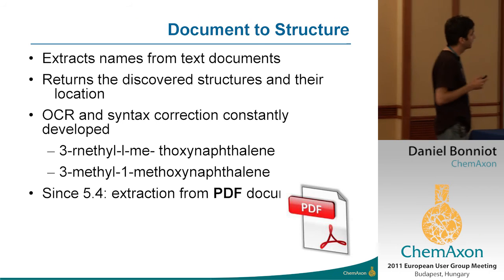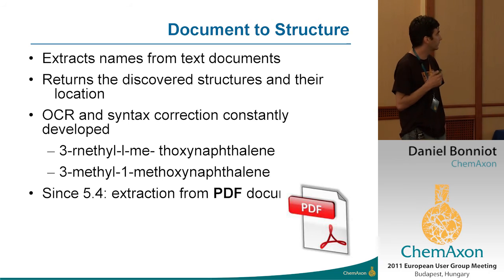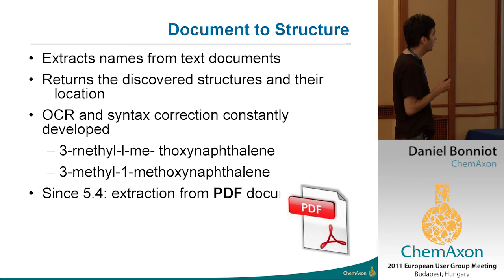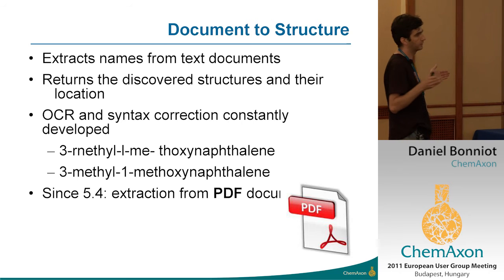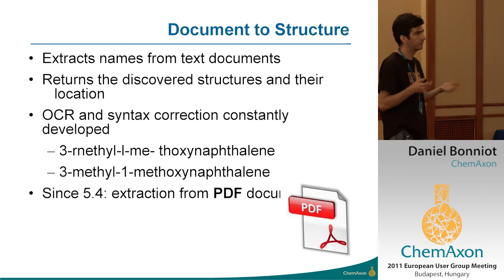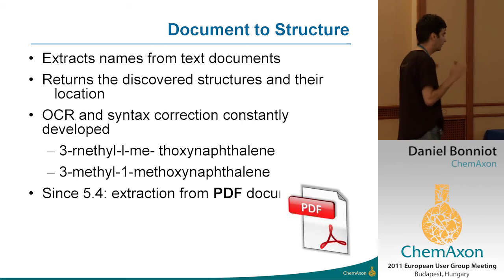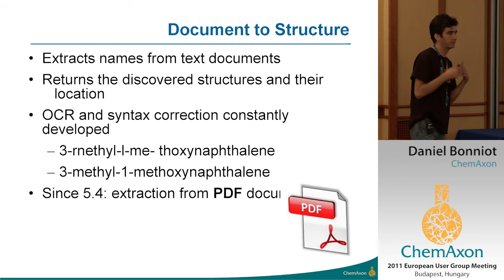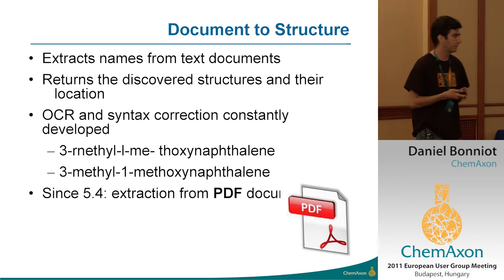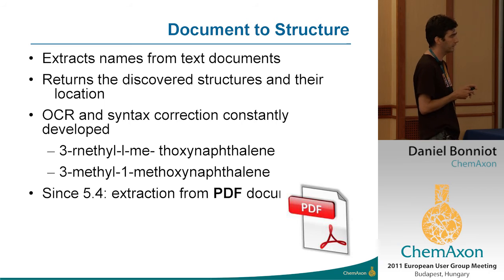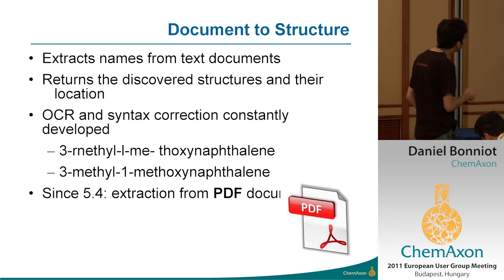So the last product we have is document to structure. So extracting the names from text documents. It gives you the name as it appears in the text. It also gives you a cleaned up version of the name, because one of the things we try to do is to fix errors, either just some extra spaces or characters that were recognized wrong by OCR software. Like this is an example of a name that occurred. So here you see that instead of methyl, you have RN. So that's typically the kind of errors that the OCR software can make.